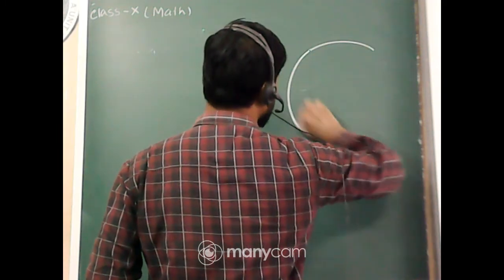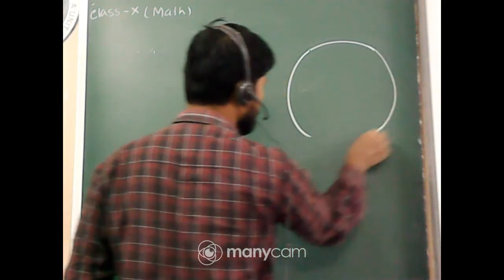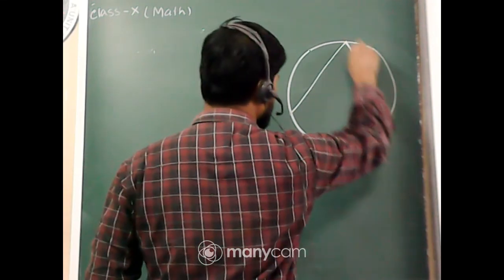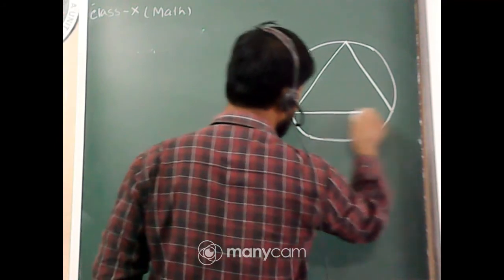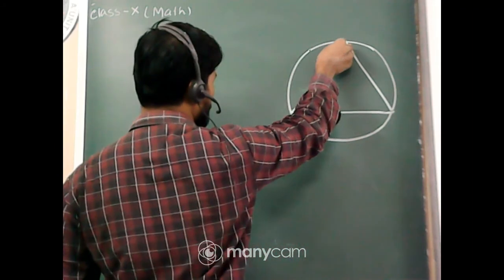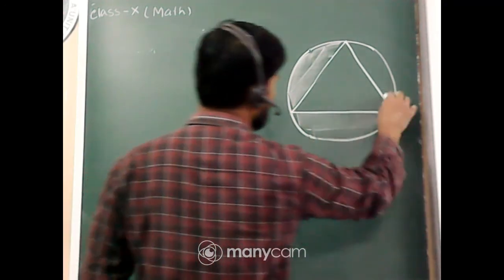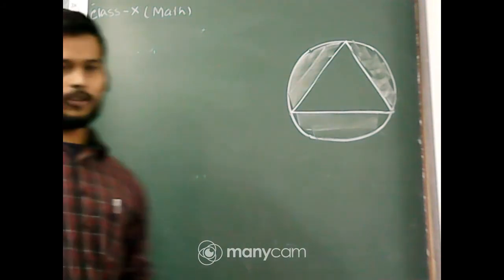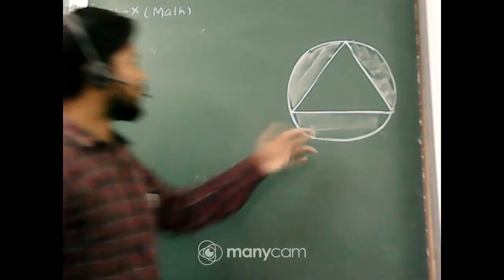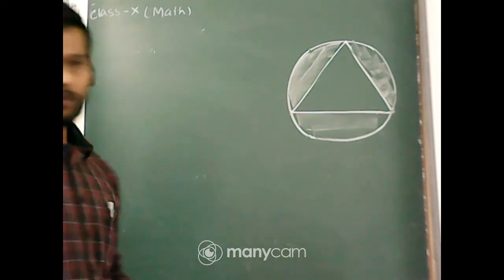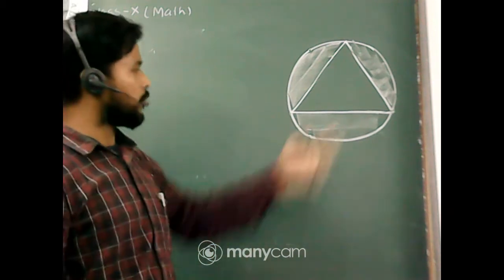Okay, so one circular table is here and one equilateral triangle is here. And there are a few designs in this shaded region. We have to find the area of this shaded region, total area of this shaded region. Now the question is how to find the area of this shaded region.